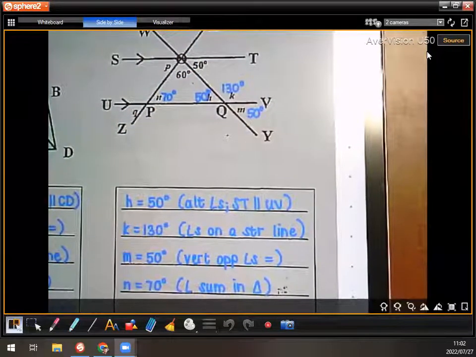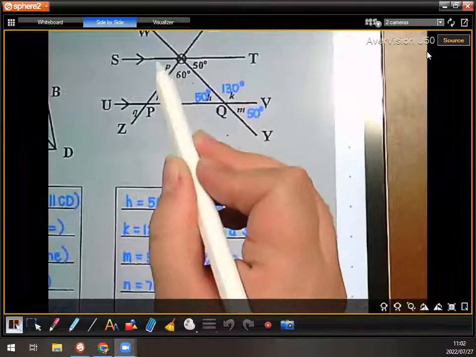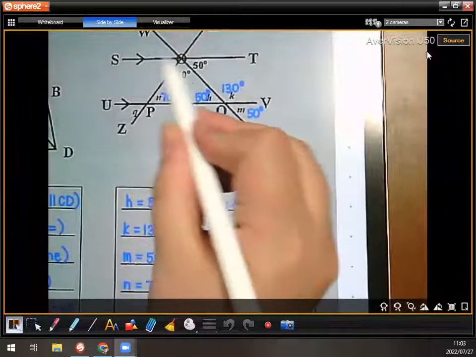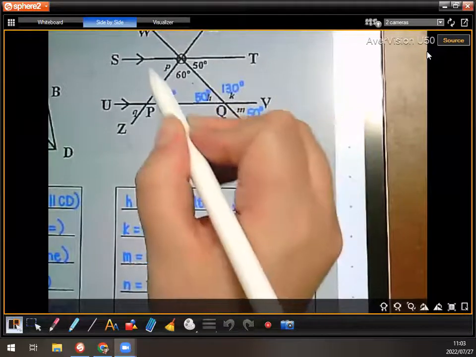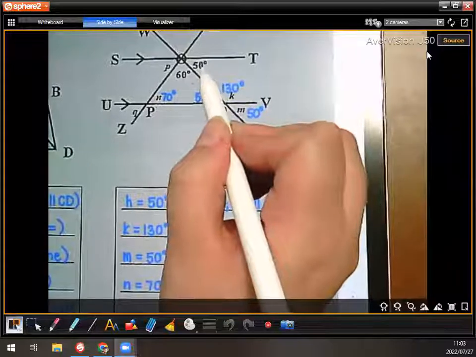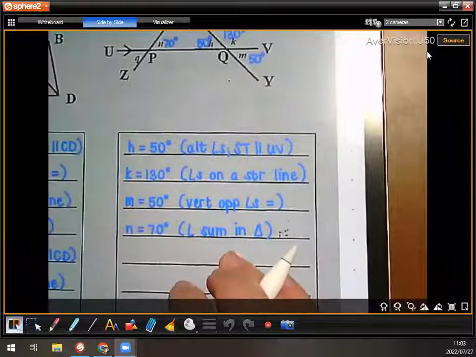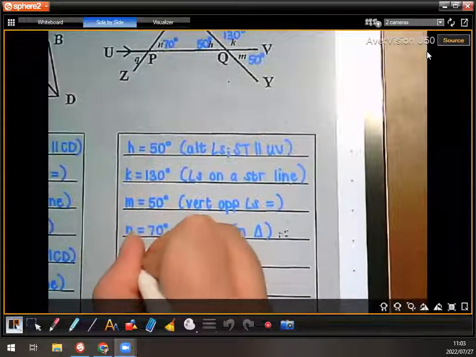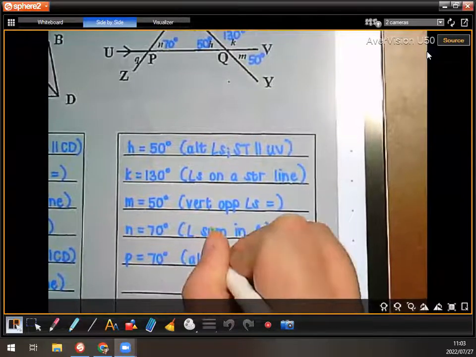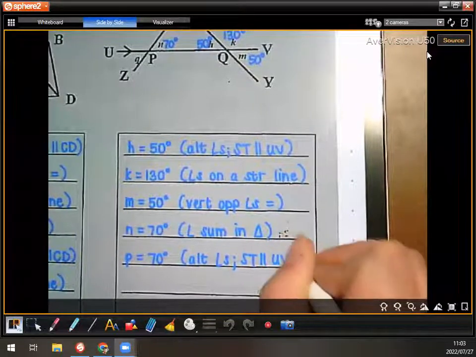Next, if we're going according to the alphabet, there is no O, so next up would be P. What can I do to get P? Yeah, alternate angles, right? Or angles on a straight line. Okay, you could do 180 minus 50 minus 60 minus 50 there. Okay, you would get the same answer. So P is going to be 70 degrees. Right, we can say alt angles, ST parallel to UV.